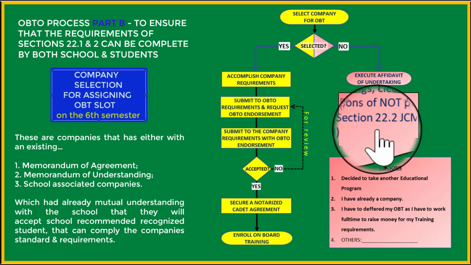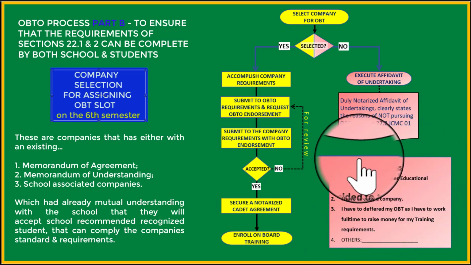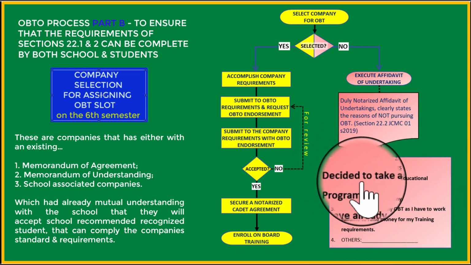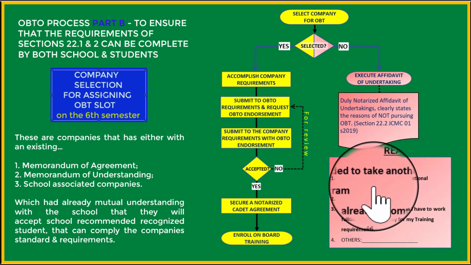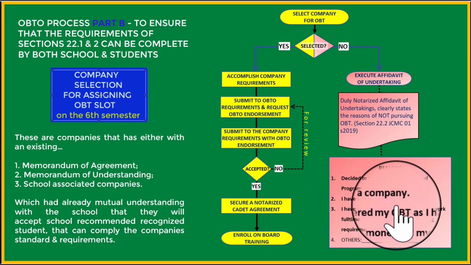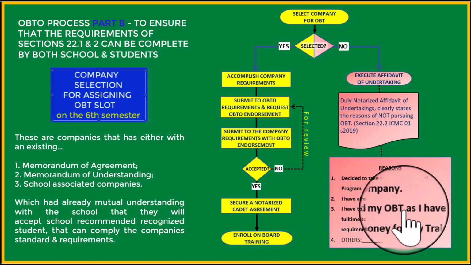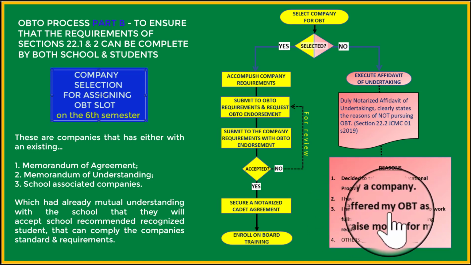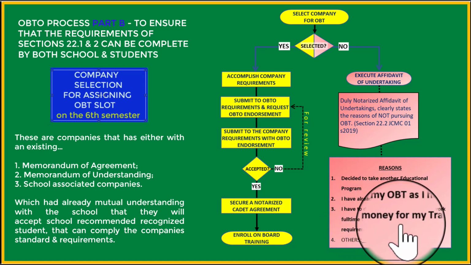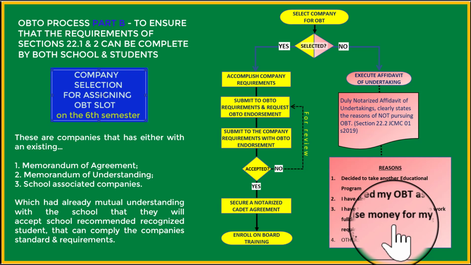These are examples of reasons: you decide to take another educational program, you already have a company, you have to defer your OBT as you have to work full time to raise money for your training requirements, or other valid reasons. So this is the flow chart.